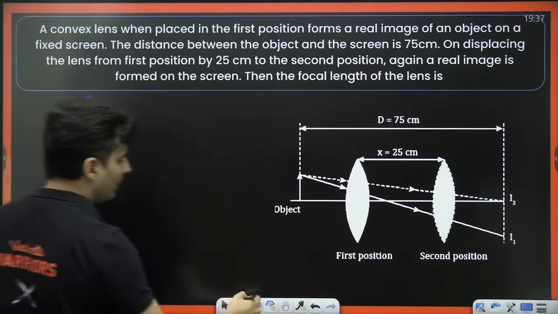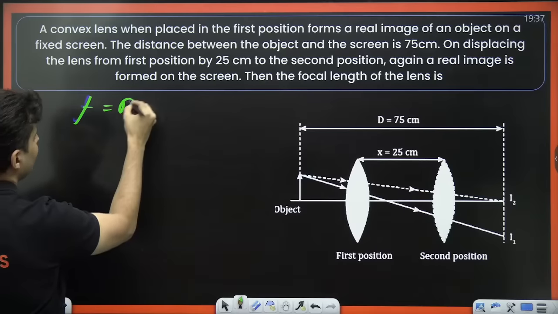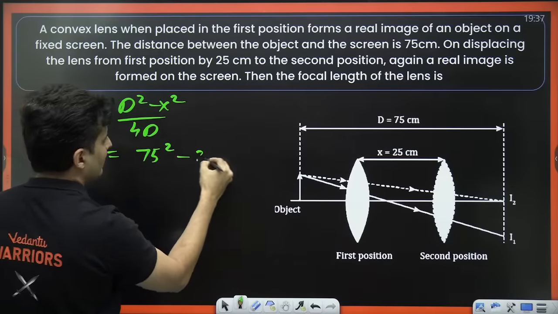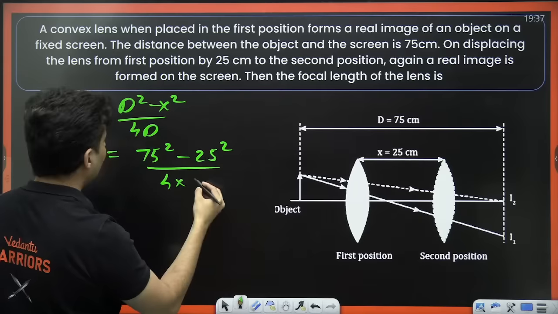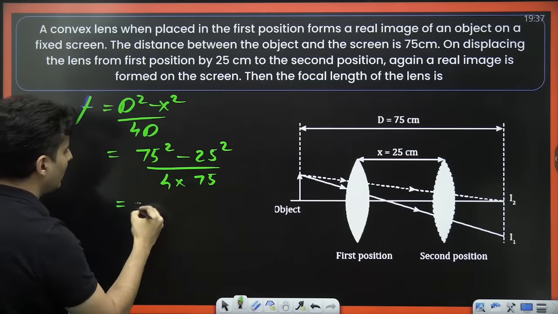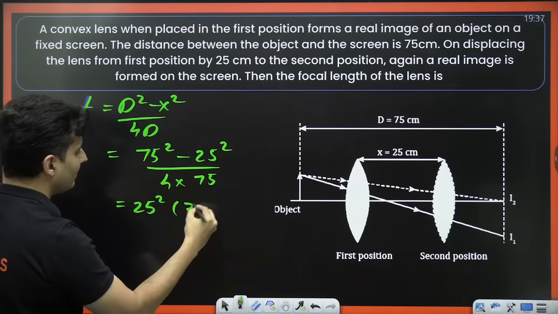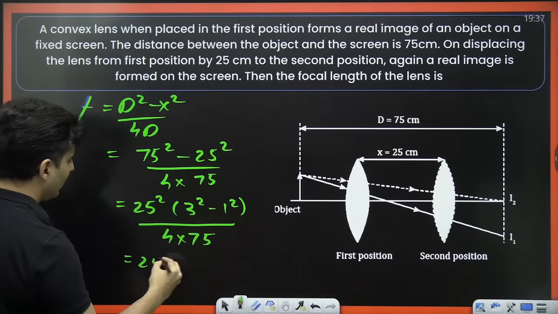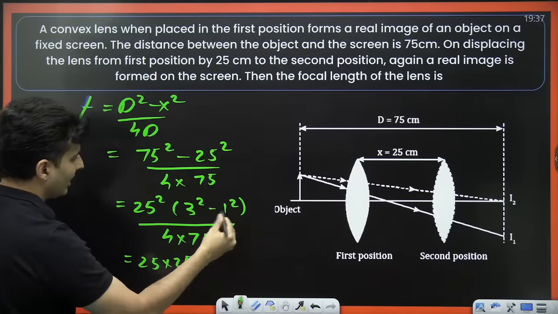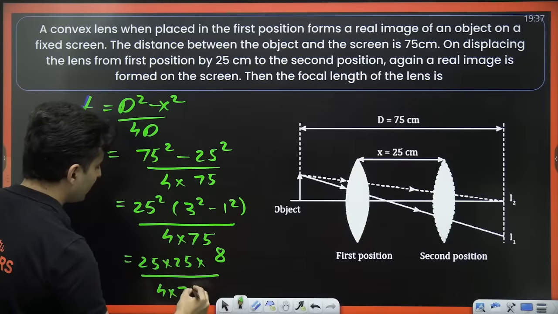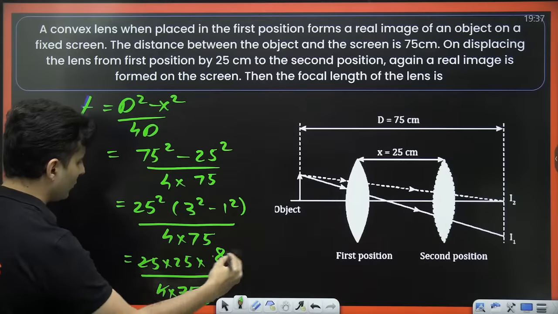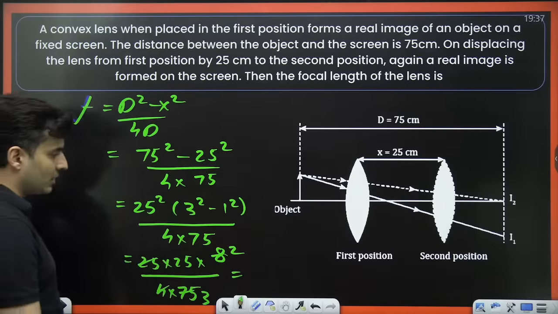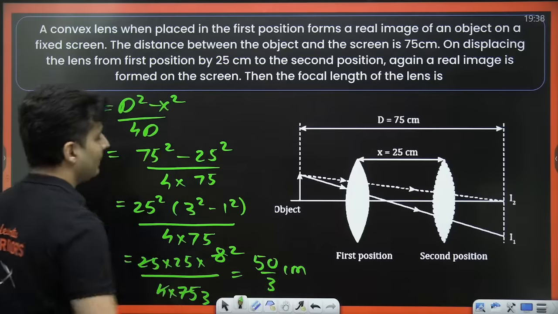So, my dear warriors, the formula that you have to use is F equals (D square minus X square) by 4D. D is 75, X is 25, 4 into D, which is 75. So take 25 common over here. So 25 square, 25 threes are 75. So (3 square minus 1 square), whole thing divided by 4 into 75. Solve this: 25 into (3 square is 9, 9 minus 1 is 8), divided by 4 into 75. 25 goes with 75, 3 times, 4 goes with 8, 2 times. So you should get this as 50 by 3. Yes, 50 by 3 centimeters. Correct. That is the answer.